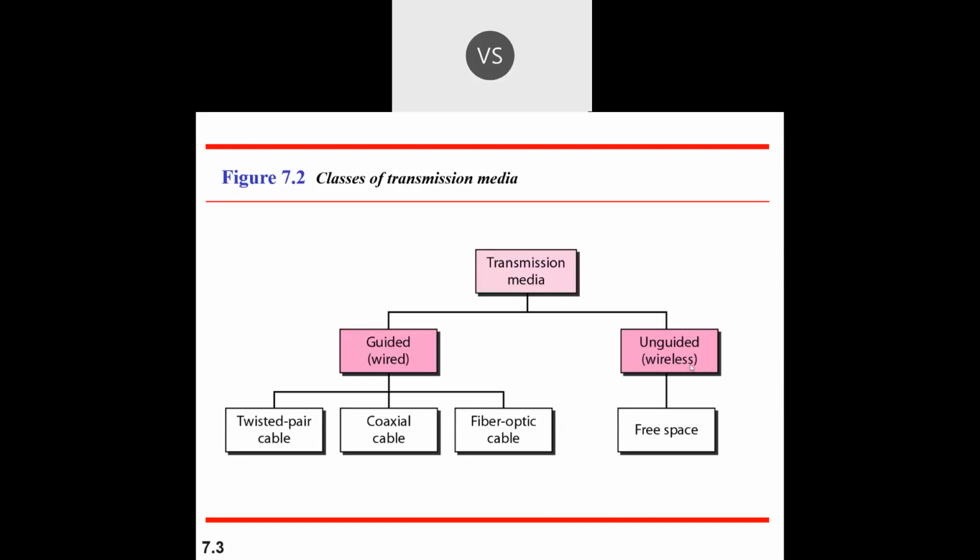While unguided, which is also known as wireless media, is free space. Free space means air. So Wi-Fi, Bluetooth, mobile communication, satellite communication, all this type of communication comes under free space communication. Okay. So there are two basic differences there: guided and unguided, wired or wireless.